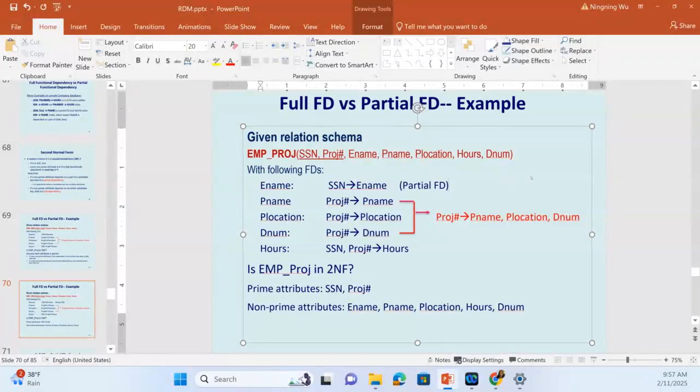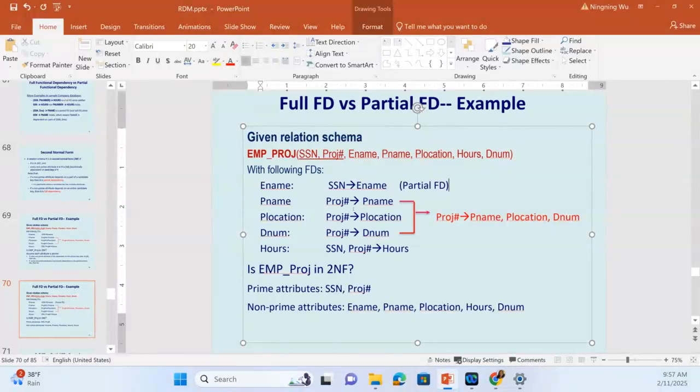Because ename is a non-prime attribute that only depends on the partial key, not the whole key. Your whole key should be two attributes. Okay, so this is partial. Similarly, for the following three, pname, plocation, and dnum, they all depend on the project number.